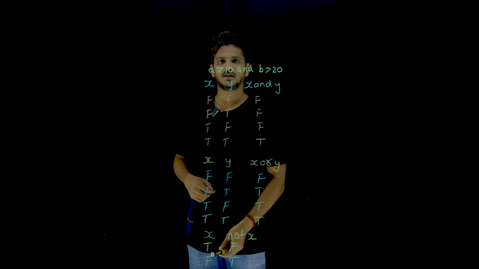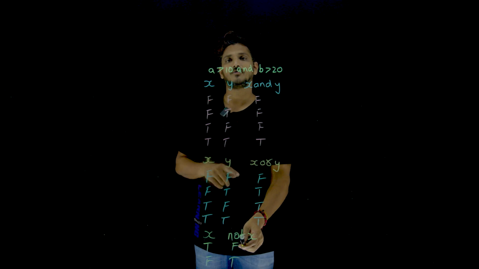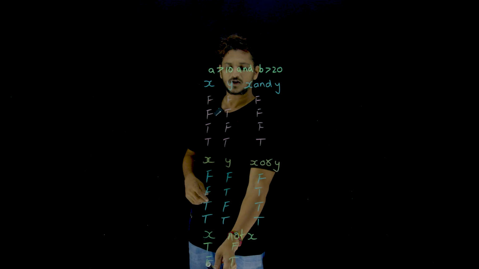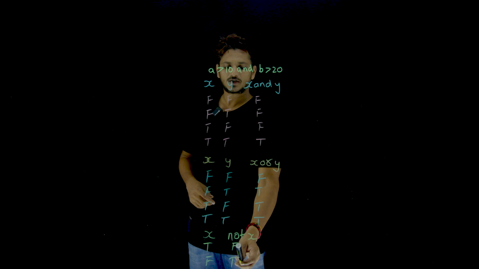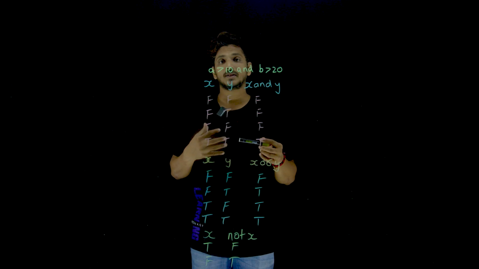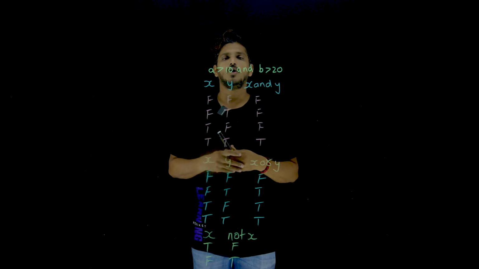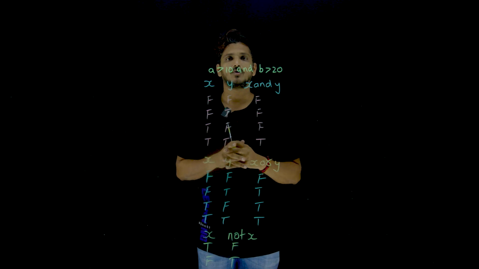Similarly, the NOT operator. If X is a true value, not X means the opposite, false. If X is a false value, not X means true value. These are the logical operators and their truth tables that we are going to discuss in Python. Hope you understand, you got good clarity about logical operators.